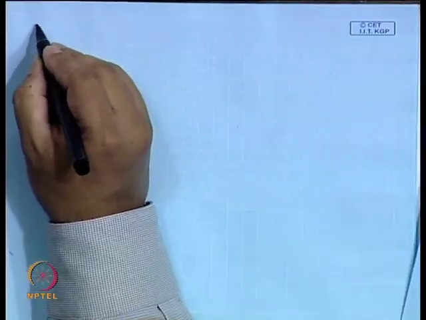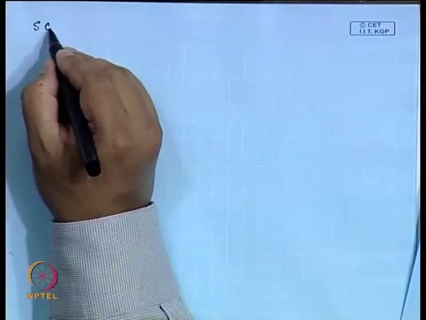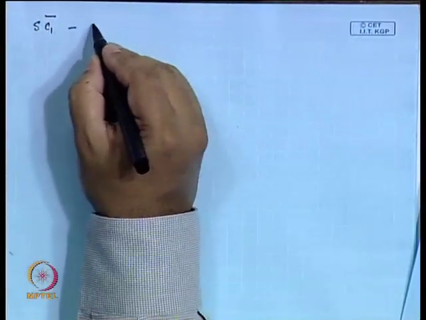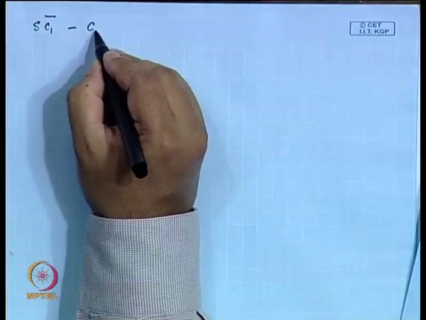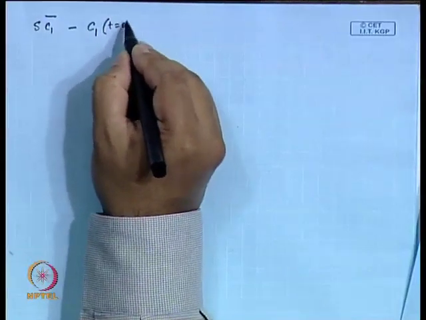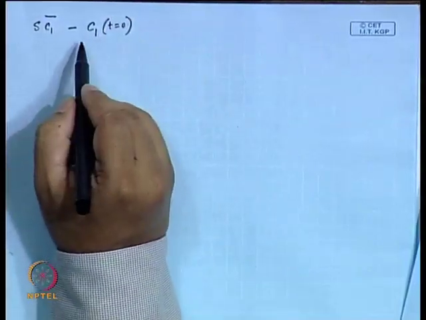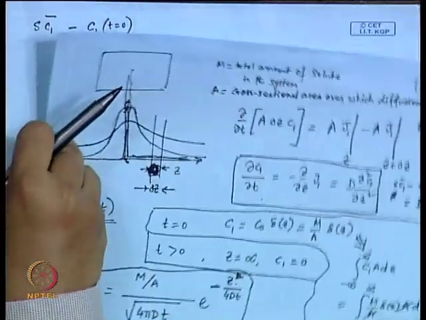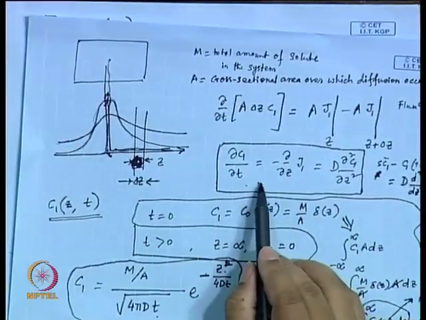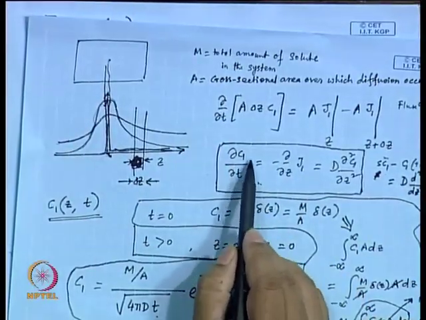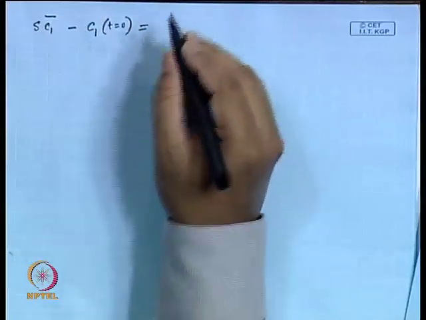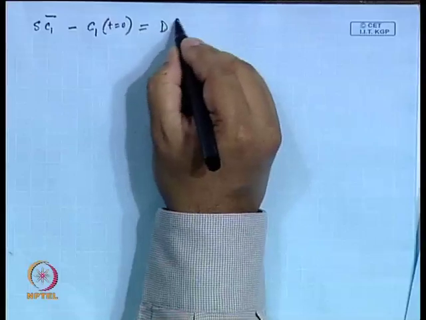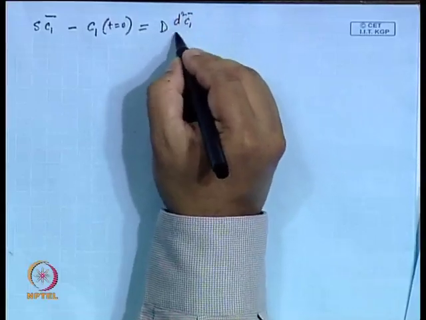What we are trying to say here is that S C1 bar minus C1 at t equal to 0 is the Laplace transform of the left hand side of this governing equation. What is the governing equation? This is the governing equation we are talking about. When we take the Laplace transform of the left hand side, this is what we get. And what is the Laplace transform of the right hand side? That would be d square C1 bar dz square.